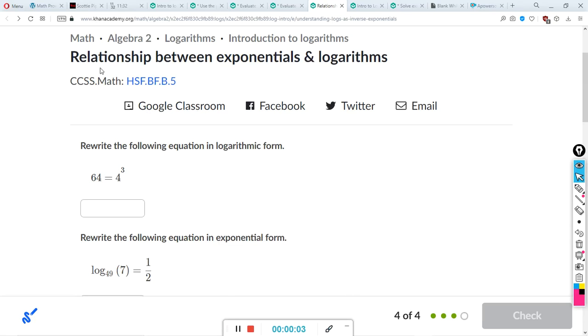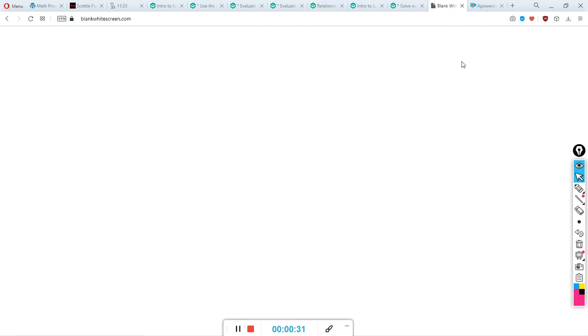This will be for the relationship between exponentials and logarithms. So a logarithm is just another way of writing an exponential equation. This would be exponential form, and this would be logarithmic form. The logarithm is abbreviated log. So let's just do some notes first.